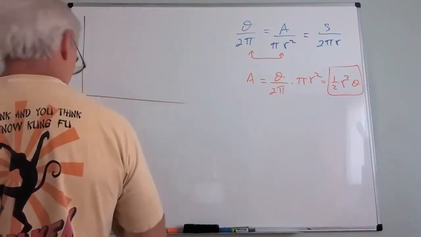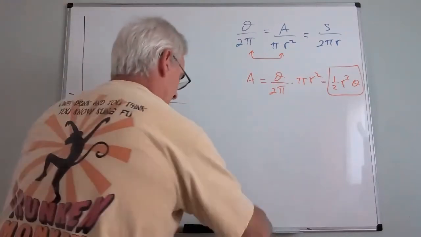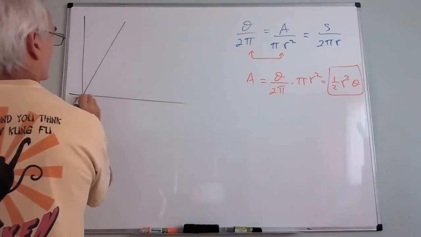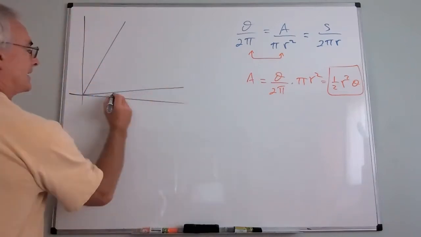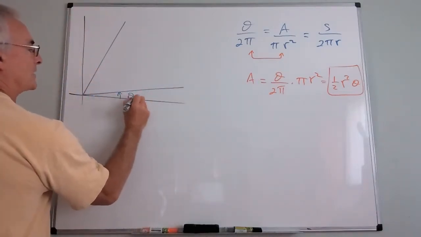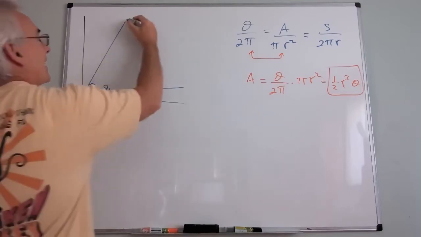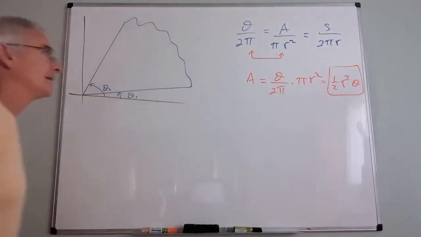And let's say here's what we have to deal with. I want to find the area bound by, and let's say I'm going to go from here to here. And that angle, let's call theta 1, and let's call that angle, how about theta 2? And I have just some, there. I want to find that area.